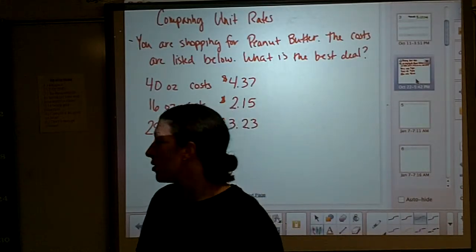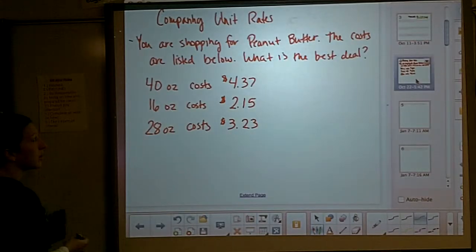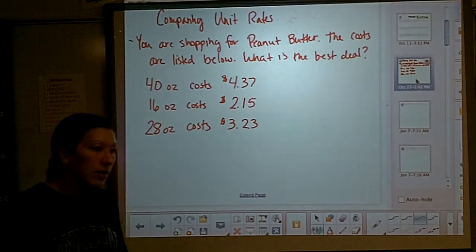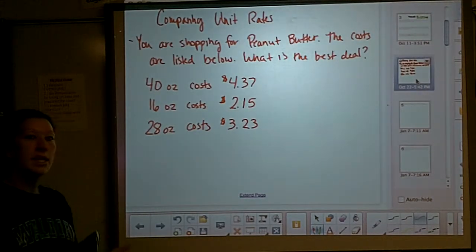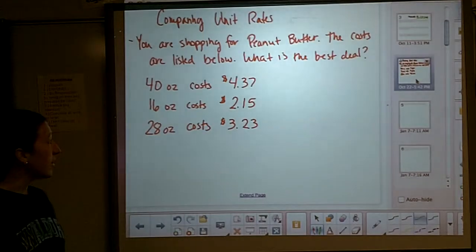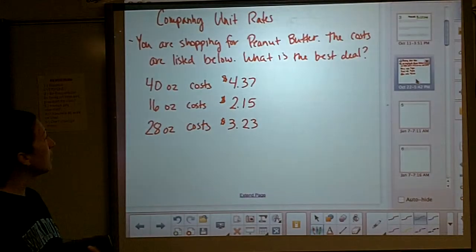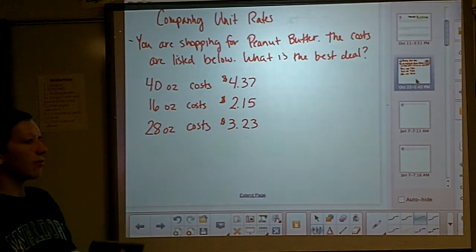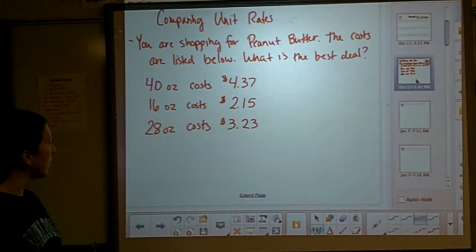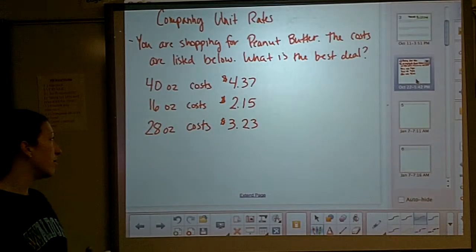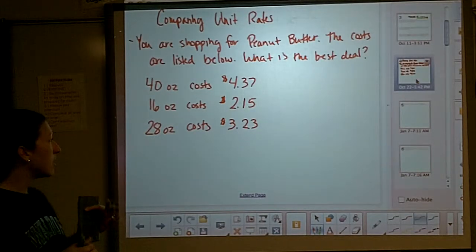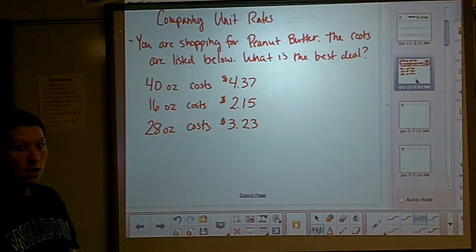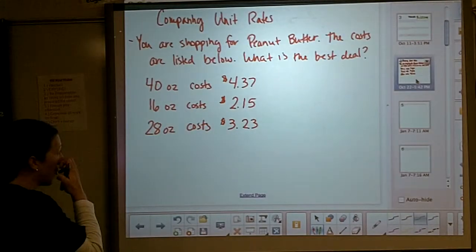Now, these are probably things you don't really think to do when you go to the store, but when I go to the store, I like to know that I'm getting the best deal, and I can figure that out. So it says you're shopping for peanut butter. The costs are listed below. What is the best deal? So 40 ounces cost $4.37, 16 is $2.15, and 28 is $3.23. Okay, so we need to be able to figure it out.